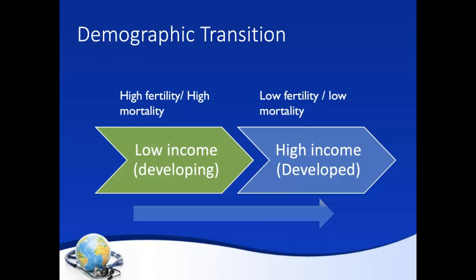I want to spend the next few slides talking about demographic transition. This is really important to understand as we think about health. Demographic transition is the shift in the pattern of high fertility rates and high mortality rates to low fertility and low mortality. This typically takes place as a country develops from being a low-income country to a high-income country. We've seen that when we looked at the graphs between Japan and Nigeria. So why does this happen?